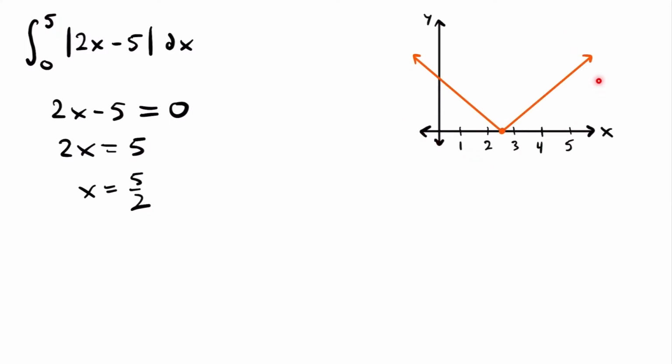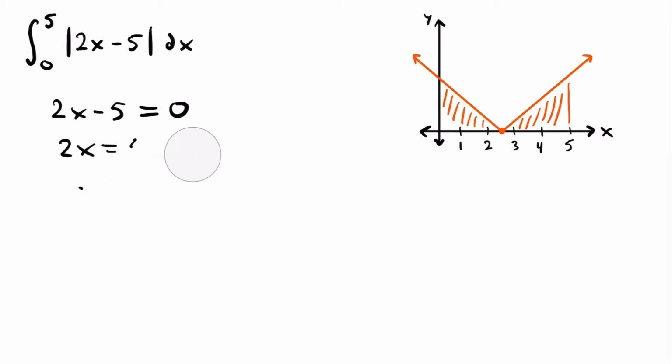Here's a more accurate representation of the graph of this function now that we know where the vertex is, here at 5 halves, or 2.5, right? 5 divided by 2 would be equal to 2.5. What we want to do is split up this definite integral into two integrals, where the first integral calculates this area under the negative side from 0 to 5 halves, and the second integral will calculate the area under the positive side from 5 halves to 5.